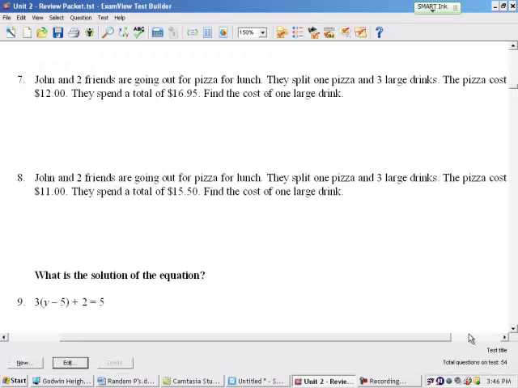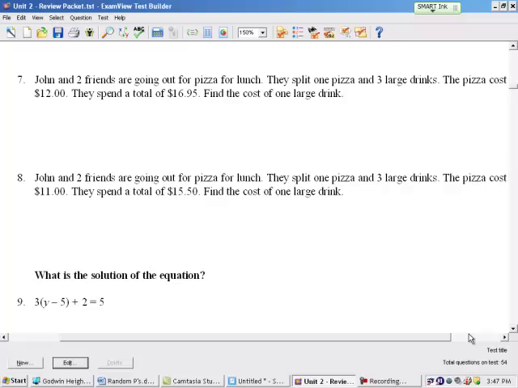Okay, another word problem. Number 7, John and 2 friends are going out for pizza for lunch. They split one pizza and 3 large drinks. The pizza costs $12. Remember that? They spend a total of $16.95. Find the cost of one large drink.